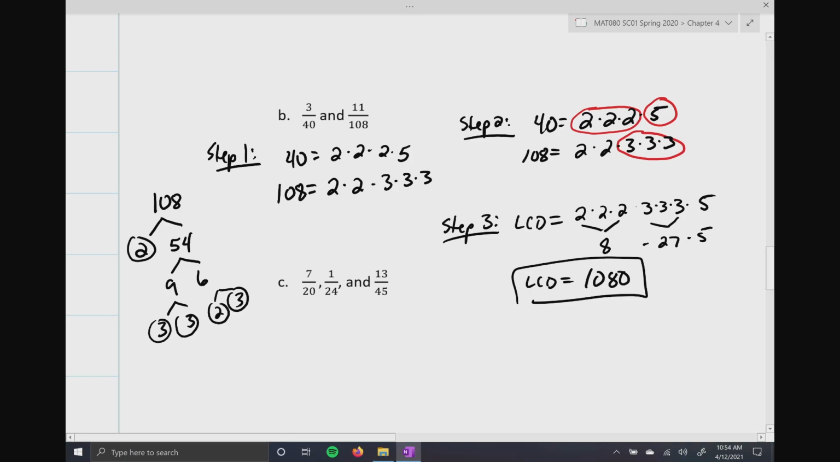Now what this means is this. 1080 is the first number that I could take 1080 divided by 40 and get a nice whole number answer. No remainder. And I could take 1080 and divide it by 108 and get the same exact thing. No remainder. That's the first number I can do that with.